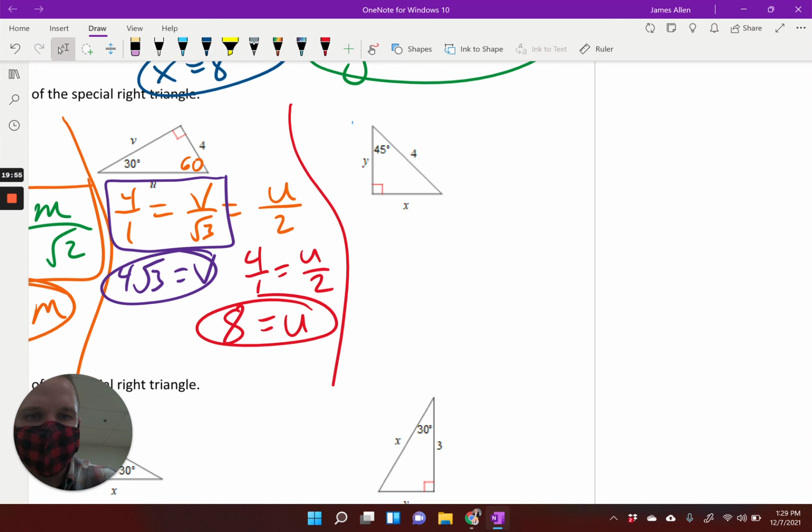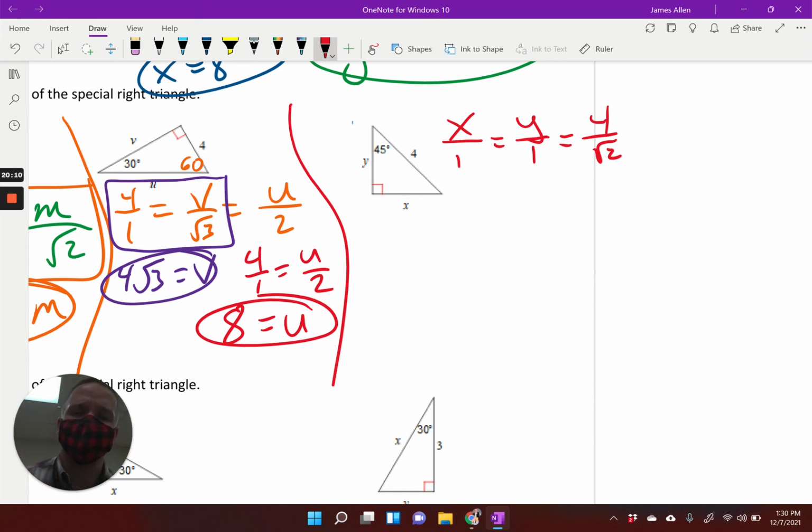Next, my marker. Okay, whatever. So this is a 45, 45, 90 triangle. 1, 1, root 2. I got X, I got Y, I got 4. Across from the 45 are both my X and Y. Those are going to be the same value. If you're like, hey, are those going to be the same? Yes, they are. So I'm just going to solve for one of them, okay?